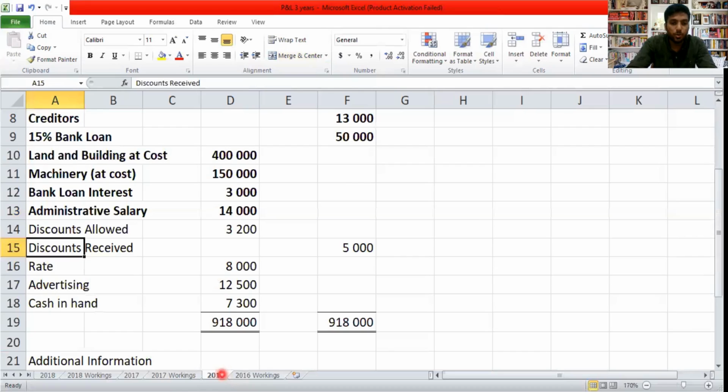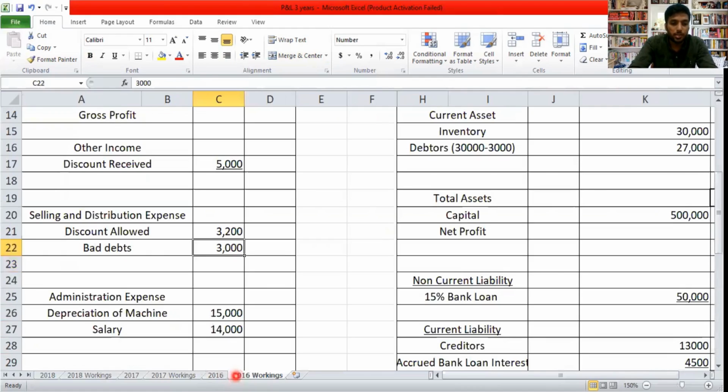Then we are moving on to the next adjustment. Discount allowed is done. Did we record 3,200? Yes. Then discount received is done. Here they are listing this, no? Discount allowed and discount received. Rates also they are listed. Administration expense. So you can write rates 8,000.